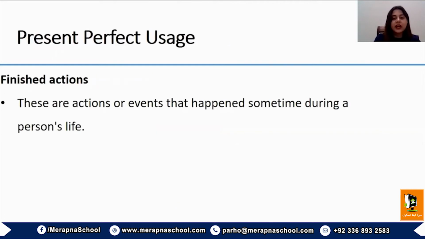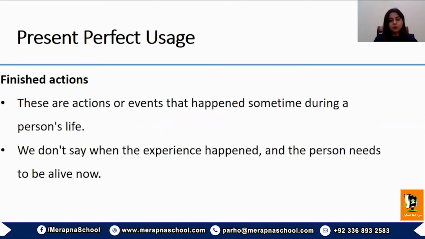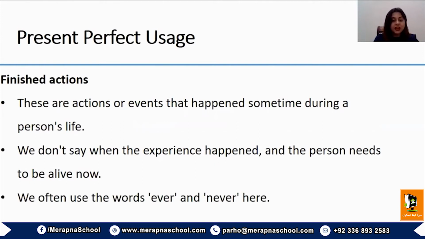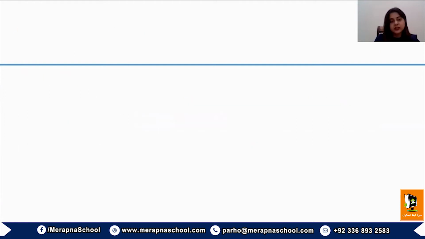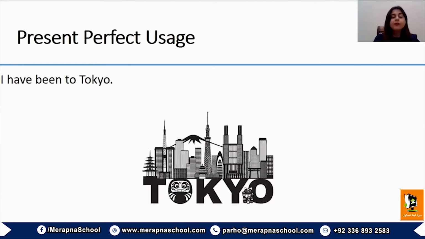Now, present perfect tense is also used to refer to actions or events that have happened sometime during a person's life, and those actions have been completed now. And we don't talk about when the experience happened, and the person might not be alive now, but we're just referring to the experience that has been done and completed. So we can also use words like ever or never in this context. For example, I have been to Tokyo.